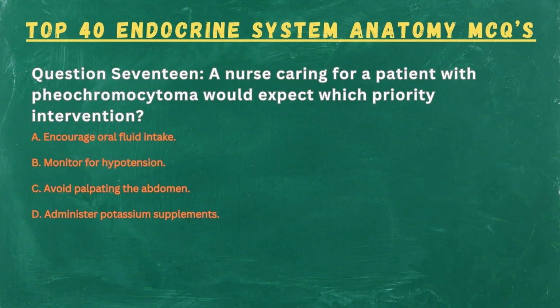Answer. B. I'll apply lotion between my toes to prevent cracking. Question 17. A nurse caring for a patient with pheochromocytoma would expect which priority intervention? A. Encourage oral fluid intake. B. Monitor for hypotension. C. Avoid palpating the abdomen. D. Administer potassium supplements.